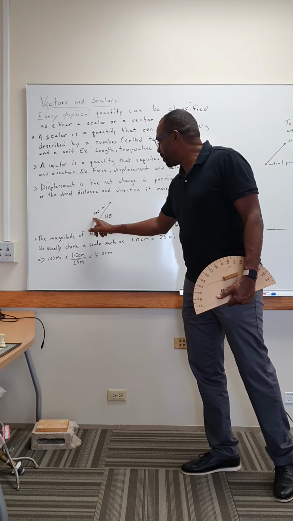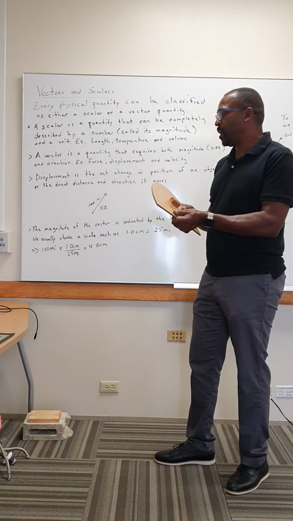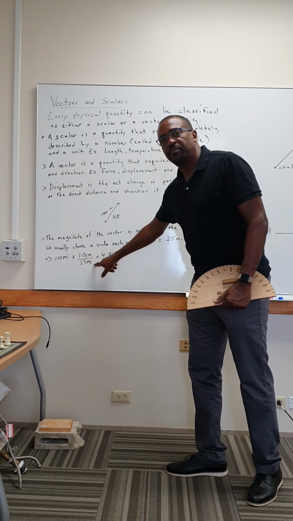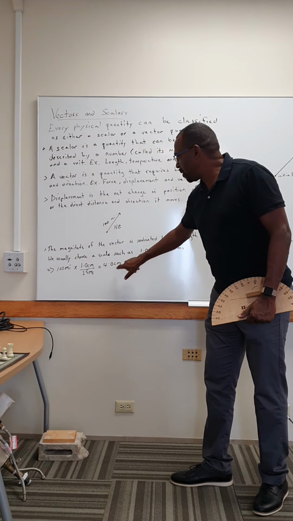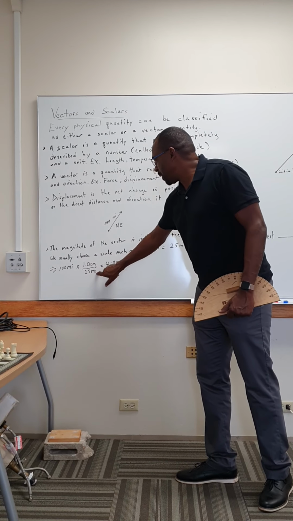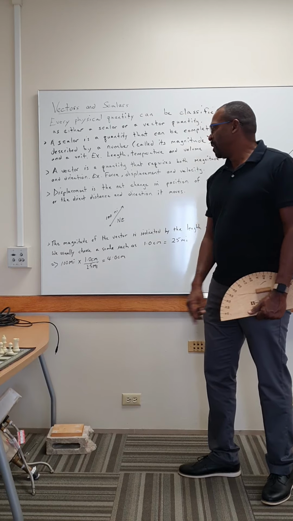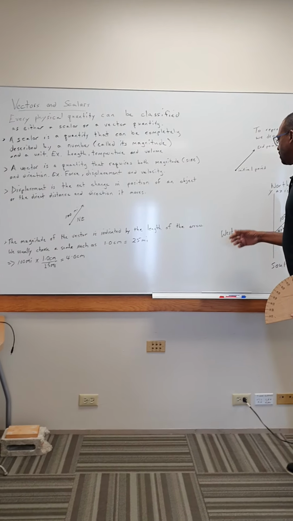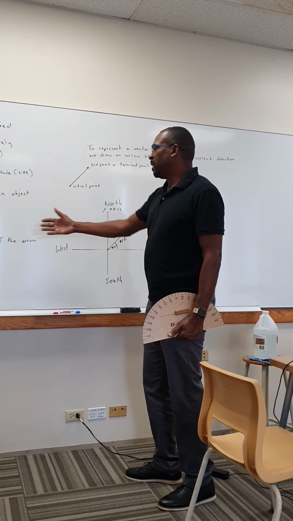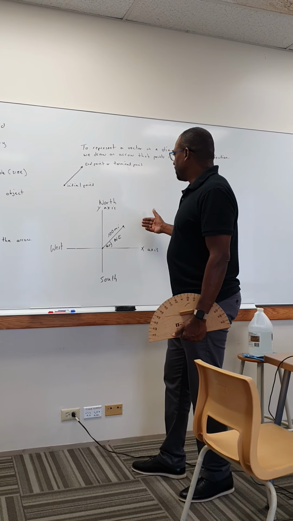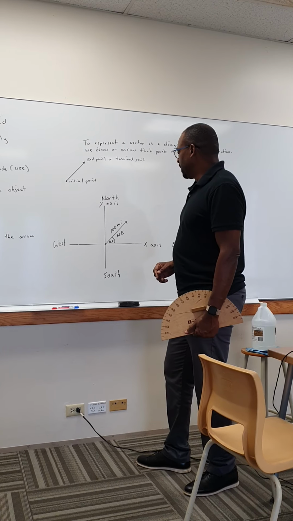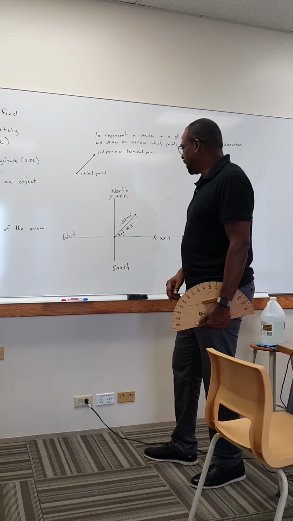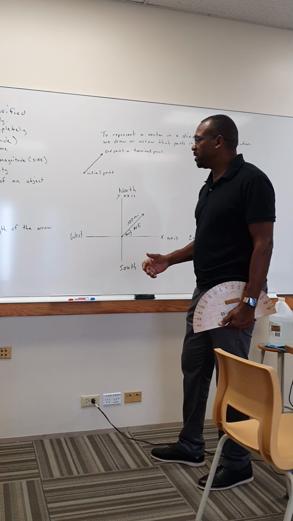So if we wanted to represent this on a diagram in the classroom and we needed a smaller scale, 100 miles multiplied by the relationship, 1 centimeter equals 25 miles, would be 100 miles over 25 miles. The miles will cancel and we have 4 centimeters. This is an example of the magnitude graphically displayed. So this X and Y axis is known as your Cartesian coordinate system.